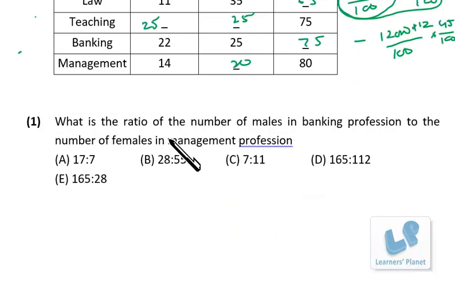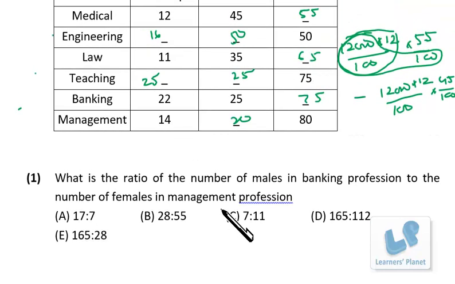What is the ratio of the number of males in banking profession to the number of females in management profession? Okay. So here also the 12,000 figure will be cancelled from numerator and denominator. So males in banking profession 22% of 12,000. So percentage and 12,000 both the data I am just deleting. So males will be 75%. And in case of females in management, so it is 14 into 20.